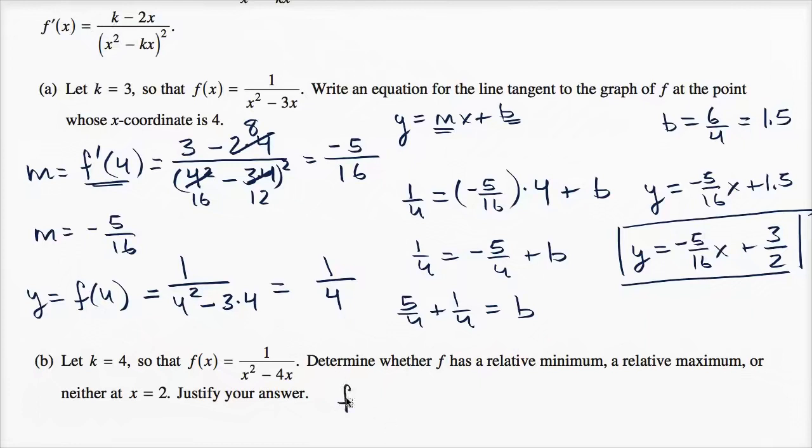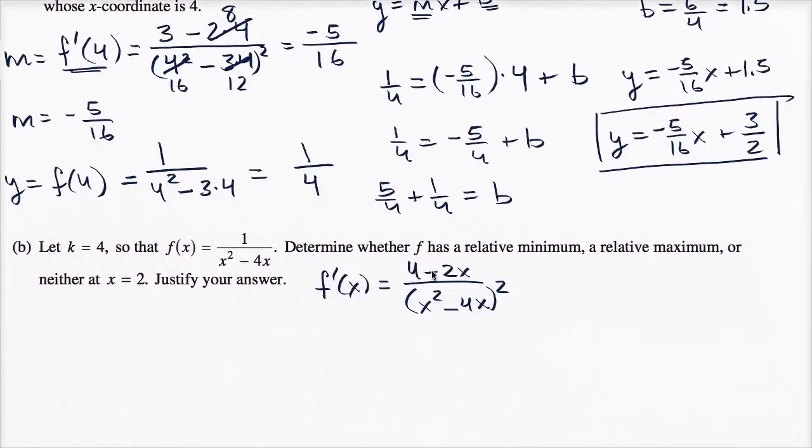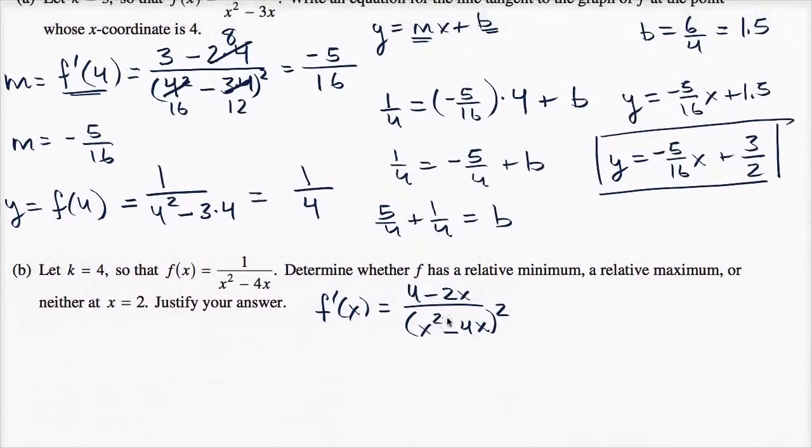So f prime of x is going to be equal to, in this case, k is 4, so it's going to be 4 minus 2x over (x squared minus 4x) squared. So now we know f of x and we know f prime of x. And if we were looking for relative minima or relative maxima, we would be interested in the critical points, and especially where f prime of x is equal to 0.